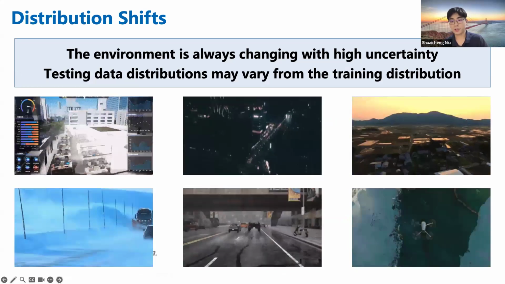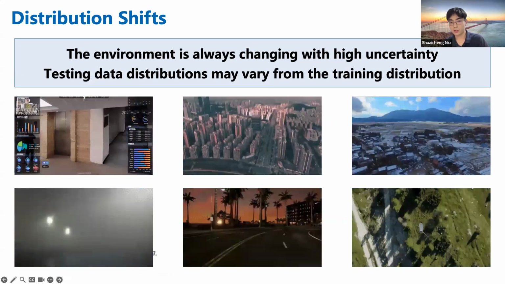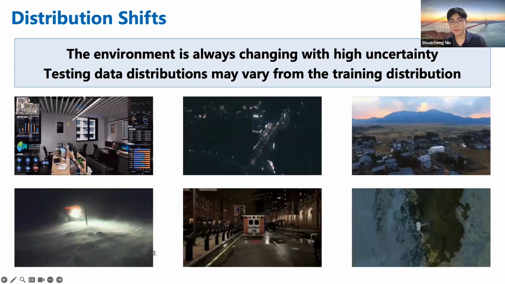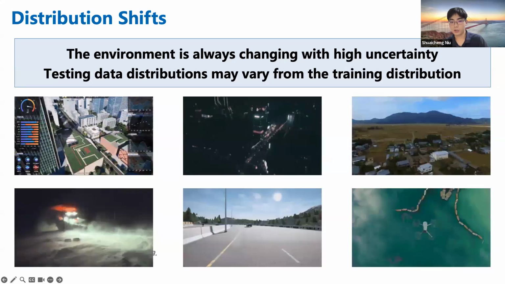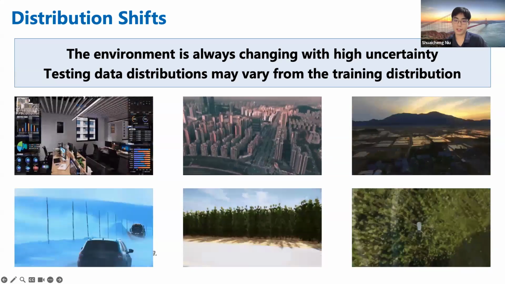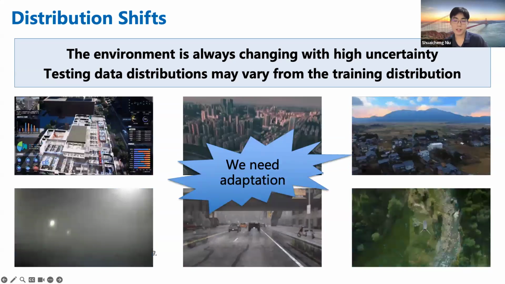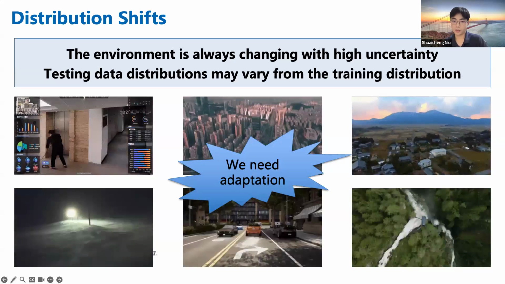So it is hard to keep the testing distribution unchanged all the time, and we call this out-of-distribution domain shift. But unfortunately, under such out-of-distribution scenarios, the deep model may suffer from severe performance degradation. So a critical challenge we face is that we need adaptation when using these deep models in the real world.